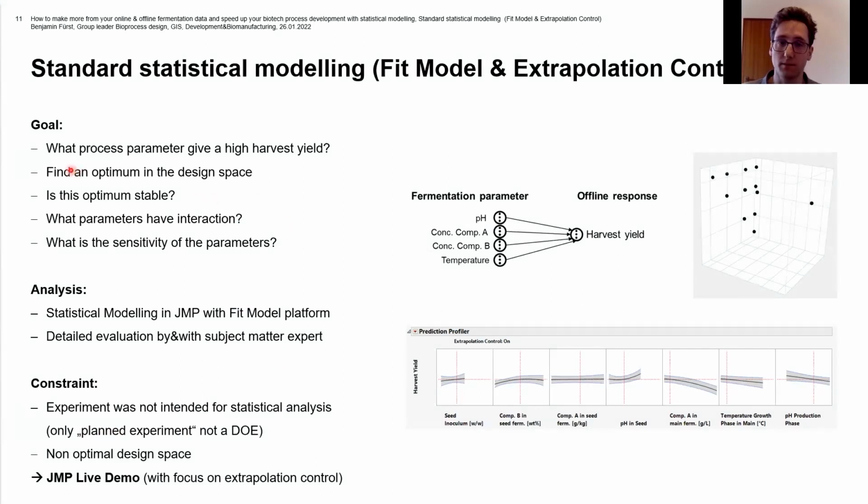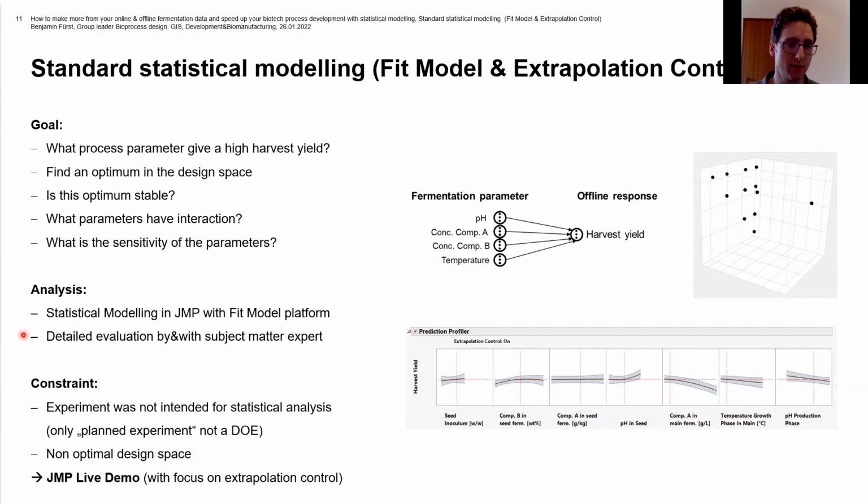Normally, the goal of doing this is you want to know what process parameters give a high harvest yield. You want to find an optimum in the design space. Is that optimum stable? And what parameters have interactions? And what parameters are sensitive? And the way you do this, as I already told you, you're going to use the fit model platform.